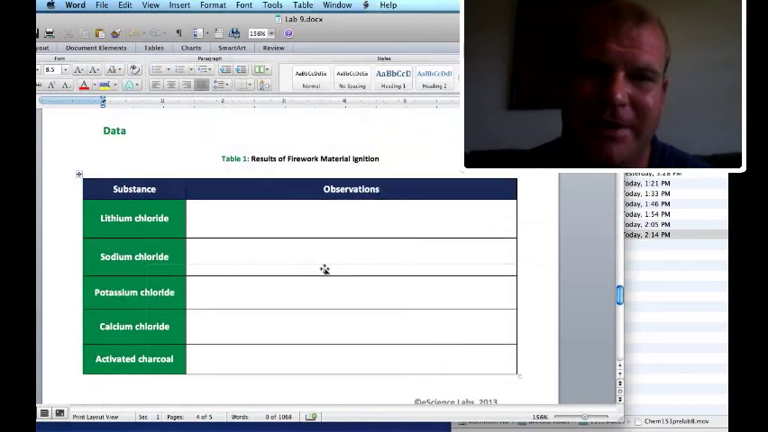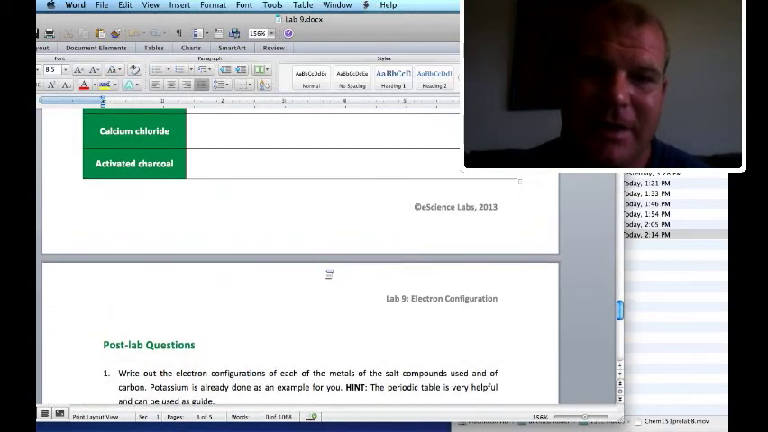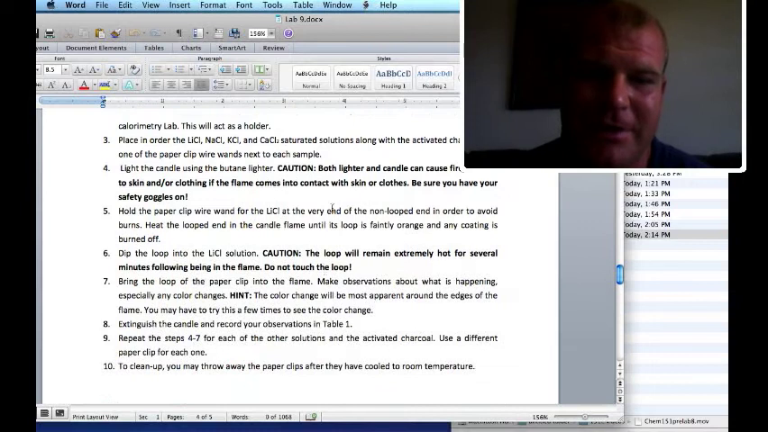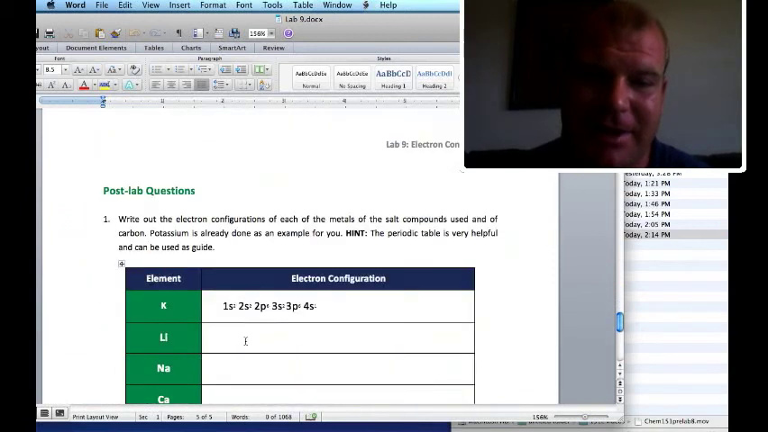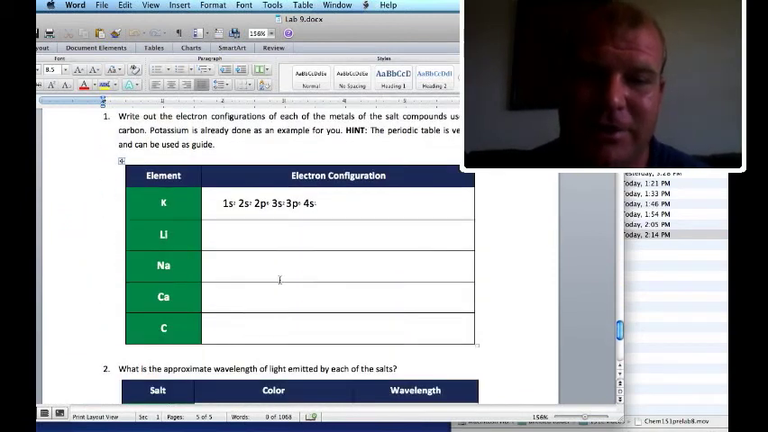Again, please be honest when you do this. I want you to take a picture of your loops. So this is what you want to take a picture of, those loops there. And then go through the electronic configuration right there. You should know how to do this from your book.